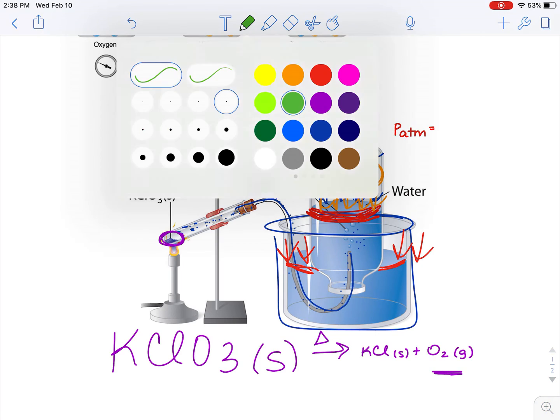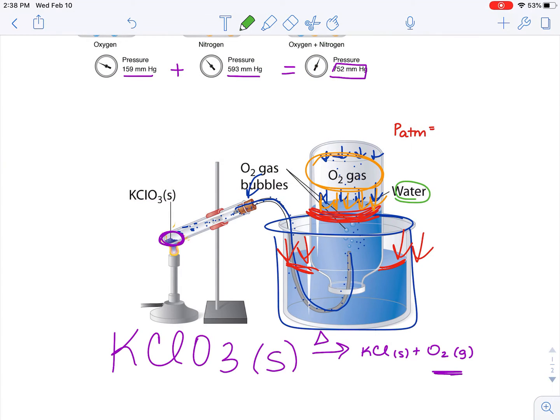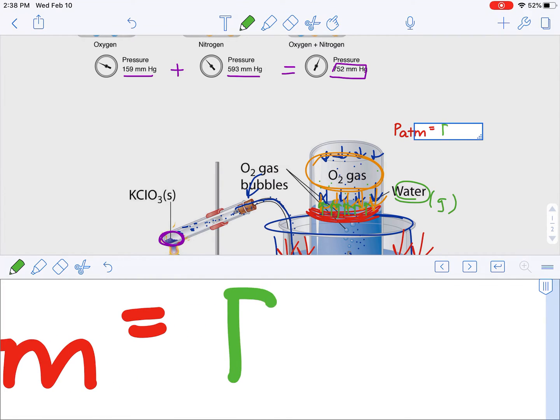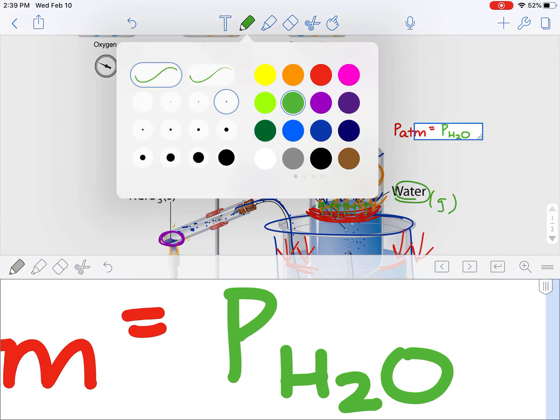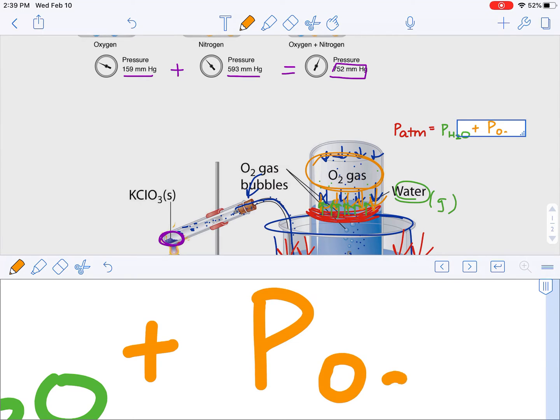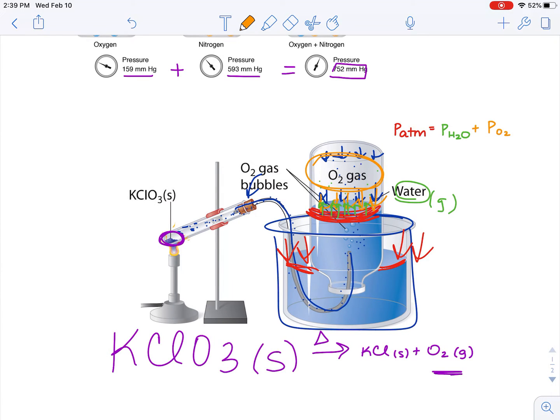What's in the bottle? Well, oxygen gas and something else. The something else comes from the water. There are a few particles of the liquid at the surface evaporating into the gaseous state. Once they're in the gaseous state, when those particles now collide, they're exerting a pressure. So the pressure of the atmosphere pushing down on the outside is going to be equal to the pressure of the water vapor on the inside, as well as the pressure from the oxygen gas that was collected.